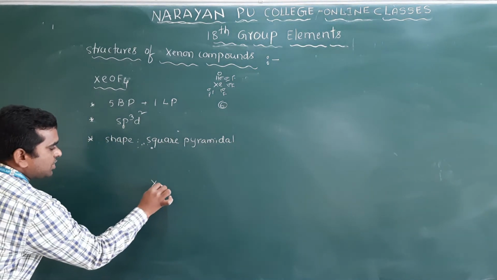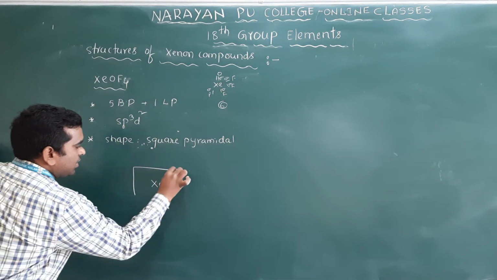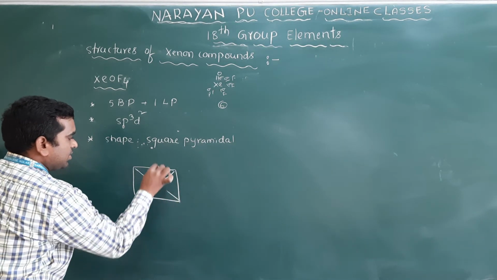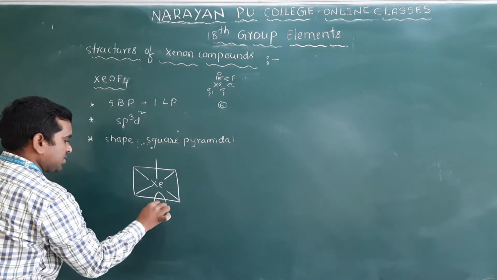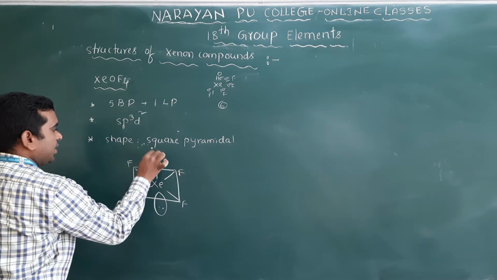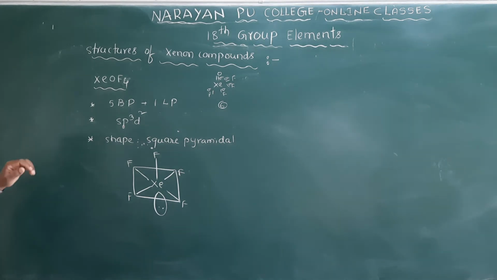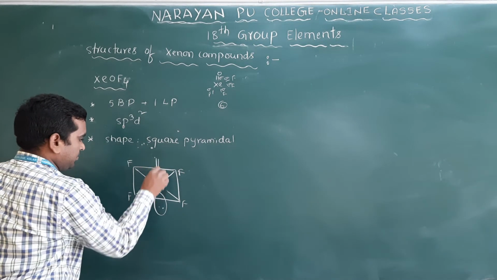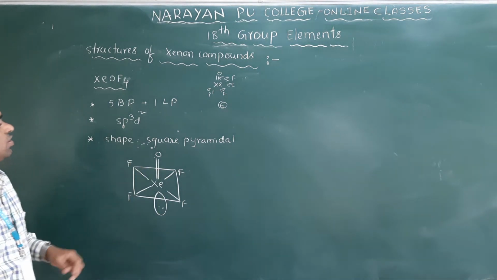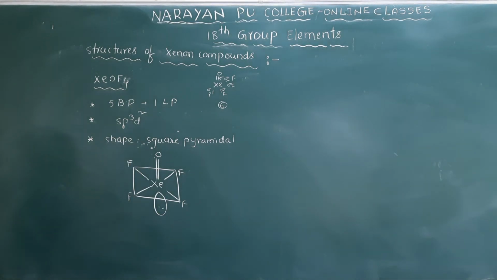Square pyramidal means what? Here xenon is in the center. It is a square. So here this is the square: fluorine, fluorine, fluorine, fluorine, and here, sorry, one is oxygen. Total 4 fluorine atoms, and another one is oxygen. Clear? This is about XeOF4.